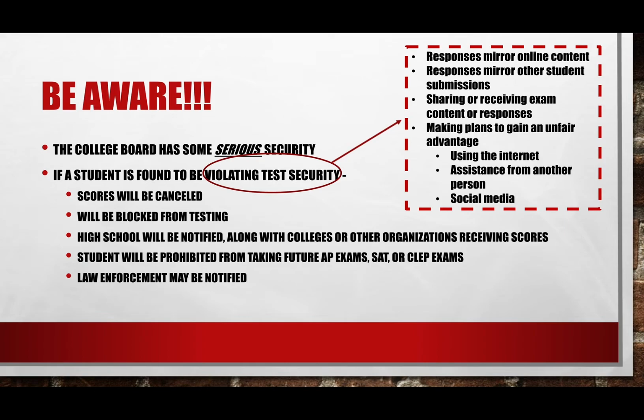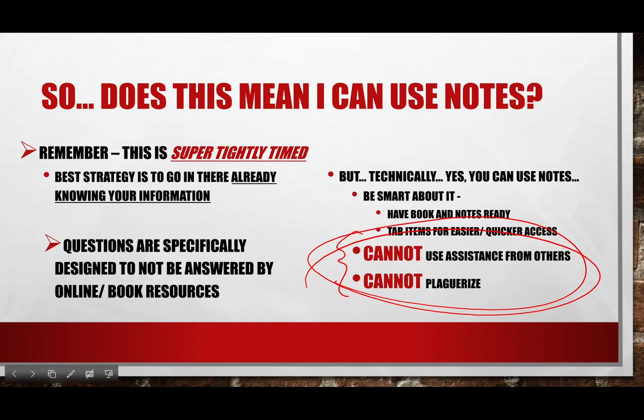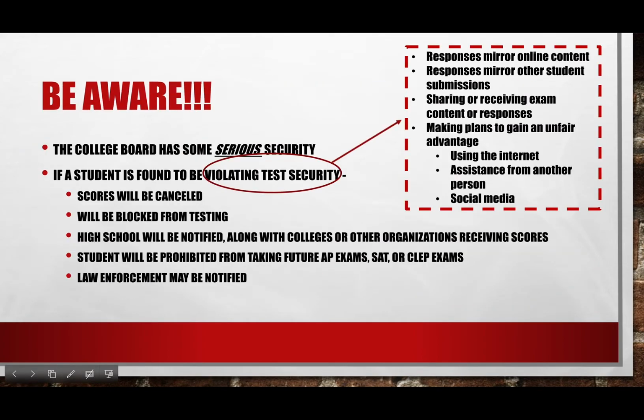If you're shown to be sharing or receiving exam content or responses, or if you're making plans to gain an unfair advantage, like using the internet, having somebody there with you, or talking to someone on the phone and using assistance from another person, or if you share anything on social media, all right, those are all violations of test security. Those are all violations of test security, guys, and I'm going to be really honest with you. They are hardcore about this.